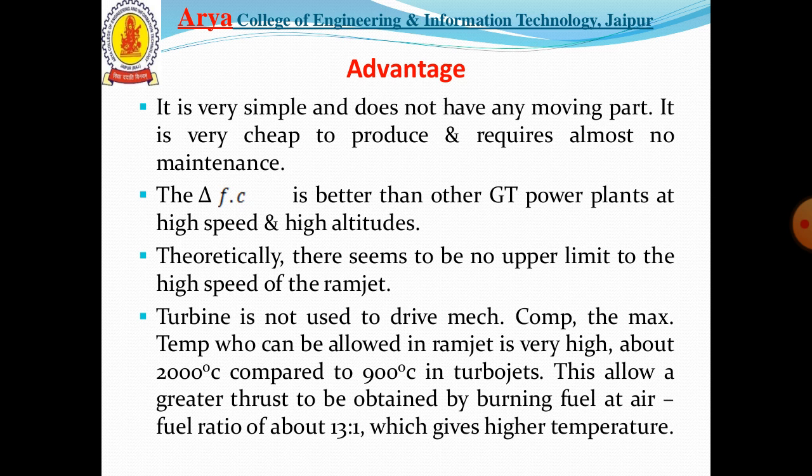The maximum temperature that can be allowed in a ramjet is very high, about 2000 degrees Celsius, as compared to 900 degrees Celsius in a turbojet engine. This allows a greater thrust to be obtained by burning fuel at an air fuel ratio of about 13:1, which gives the higher temperature.